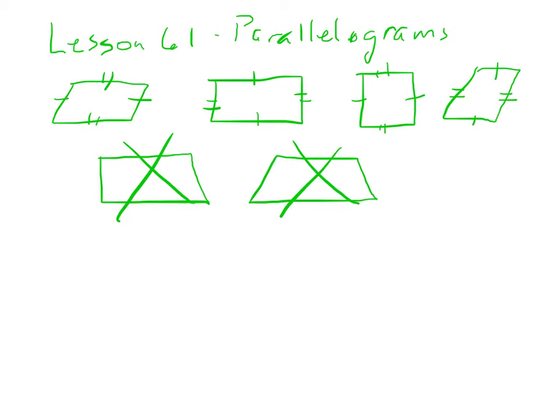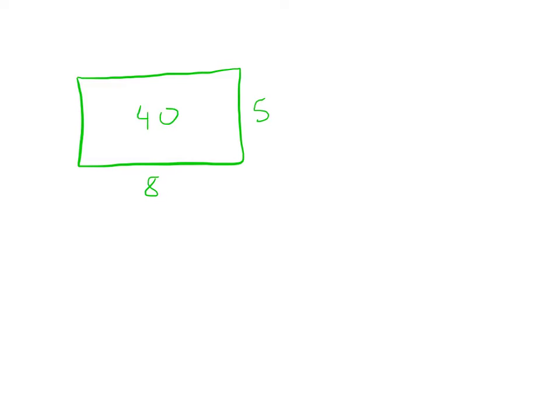Okay? Now, we're going to use some of the skills that we've learned about area for triangles and rectangles to help us. And I'll show you what I mean on the next page here. If we have a rectangle here and we say the length is 8 and the height is 5, then we know the area would be 8 times 5, and that would be 40.